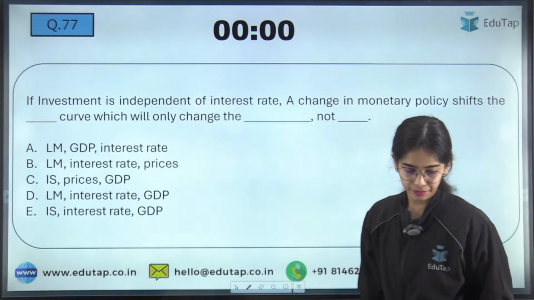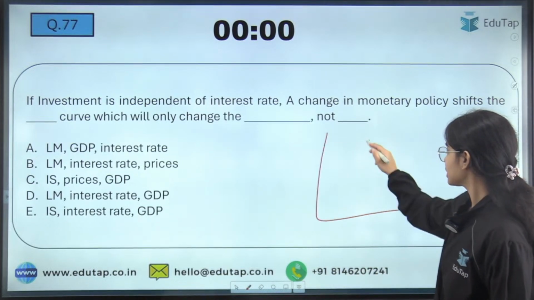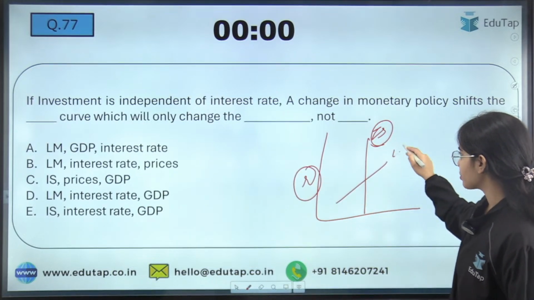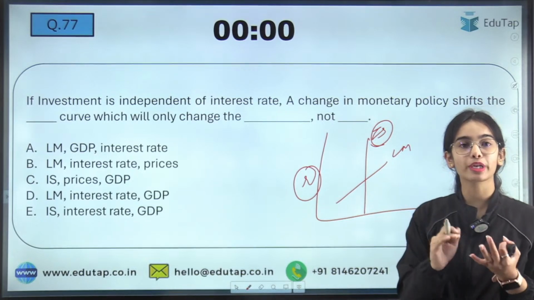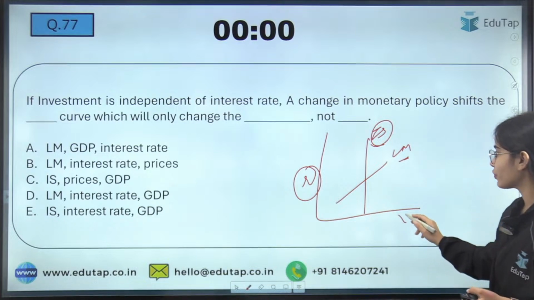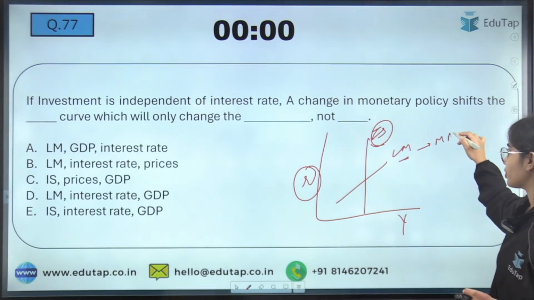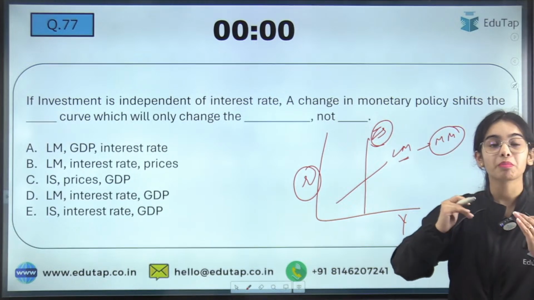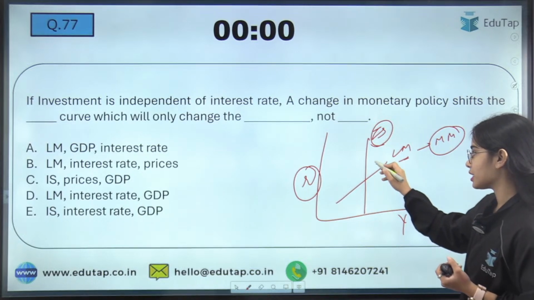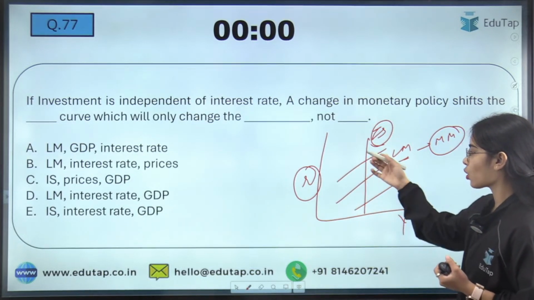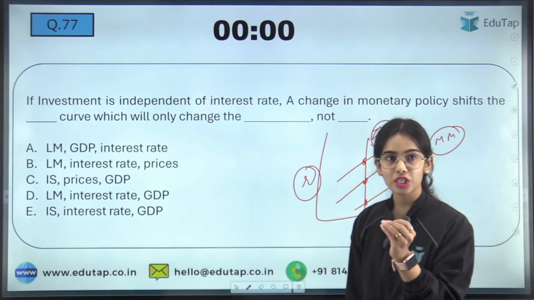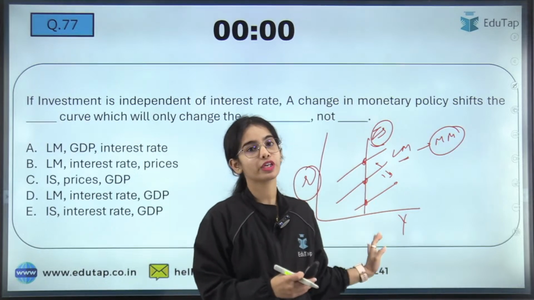Now try to answer this. This is the IS curve, and this is the rate of interest. Now this is the LM curve. The LM curve shows the combination of rate of interest and level of income where the money market is in equilibrium. If there is a change in the monetary policy, if the money supply is increasing or decreasing, the LM curve will shift rightwards or leftwards. So only the rate of interest will change, while the level of income will remain the same.